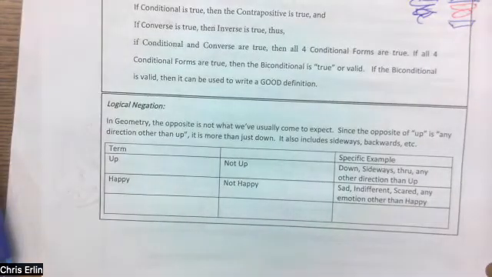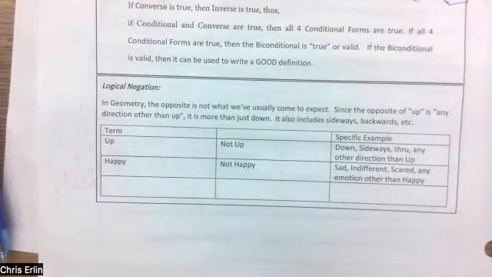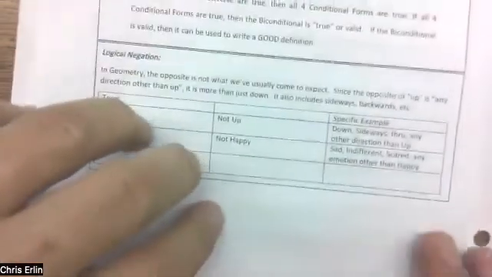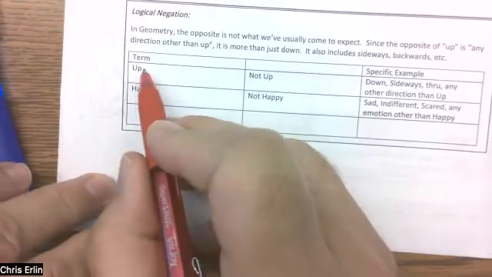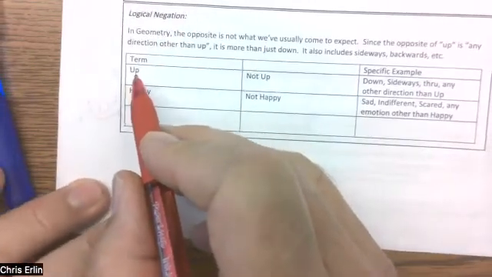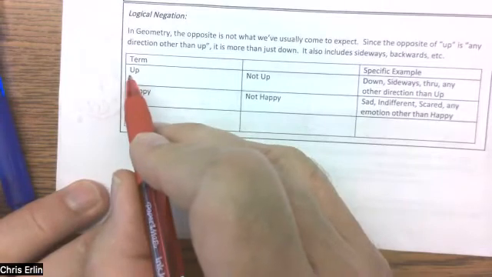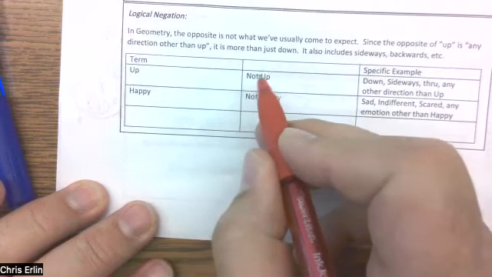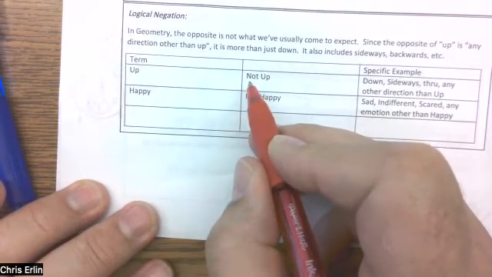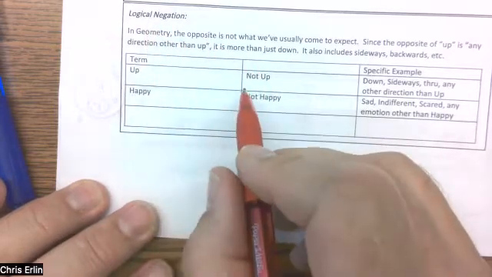Last piece: when we're doing inverse and contrapositive, we end up negating things, right? Like when we said A and we took 92, the opposite of 92 gave us different numbers: 93, 91, 95. What if you're dealing with something where the P is "up"? When you do the inverse and contrapositive, you need to find out what "not up" means. What's the opposite of up? The logical negation of up is any direction other than up.